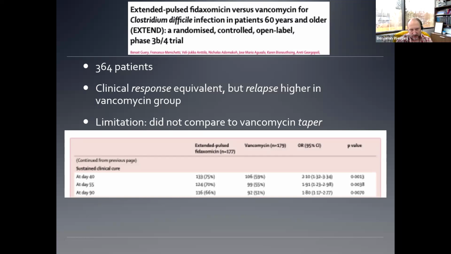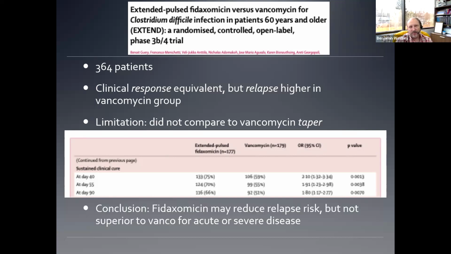fidaxomicin versus vancomycin. And it's a strong p-value, so they got a lot of attention from this study, and it does fit with the microbiology because fidaxomicin treats virtually no anaerobes, so the gut retains a lot of anaerobic flora, and vancomycin surprisingly kills a lot of anaerobes in the intestine, even though we don't think about it as an anaerobic drug. And so fidaxomicin retains the microbiome a bit better. But the bottom line conclusion to the data is really that fidaxomicin may reduce relapse risk.